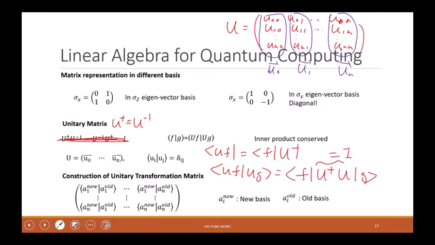Orthonormal, what does it mean? The length of this vector is 1. You do the inner product, dot product with each other, it is 0. Okay? And how do we construct the transform matrix from the old basis to the new basis?